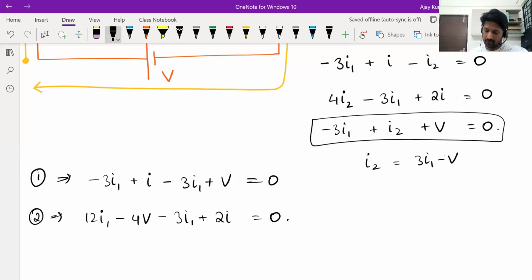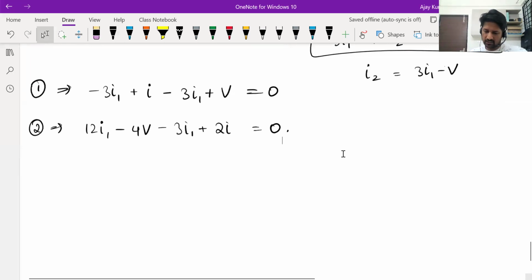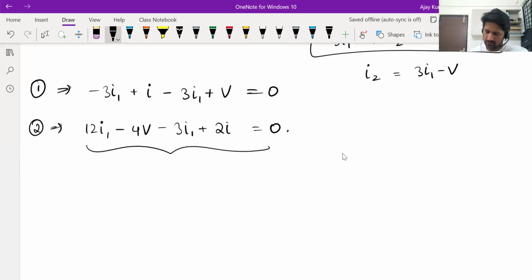Okay. So we eliminated one of the unknowns. Now we have to remove I1 from these equations. So you can get I1 from maybe the second equation and put it in the first equation. From the second equation, 12 minus 3, 9I1 is equal to 4V minus 2I. We'll have to put this in the first equation. So I1 is equal to (4V minus 2I) whole divided by 9.